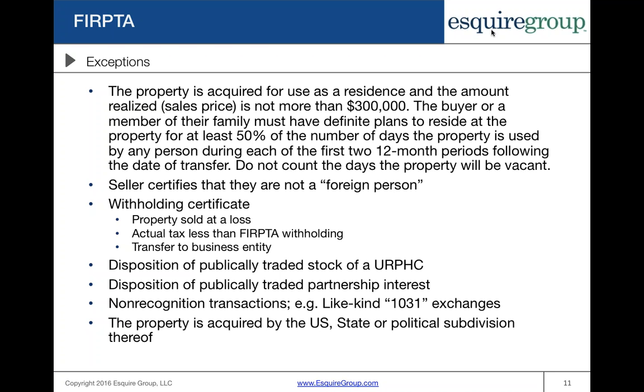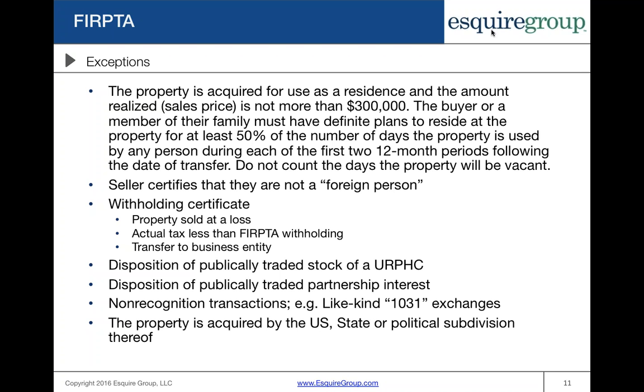Finally, we have something called the withholding certificate. And this is where the property, for example, is being sold at a loss, or the actual tax is going to be less than the FIRPTA withholding, or a transfer to a business entity. I'll give some examples of how the withholding certificates work when I get into the example, I believe in the next slide.